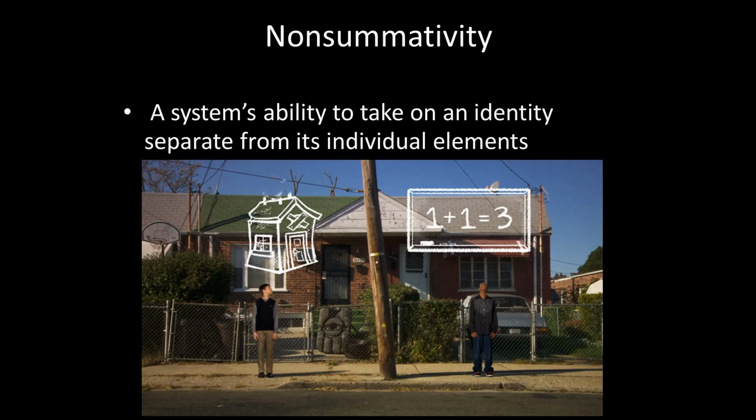Non-summativity. Non-summativity is that when we think about a system, that system has the ability to take on an identity separate from its individual elements. Most simply put, when we think about groups as systems, they're not the sum of their parts. Groups often achieve a kind of assembly effect, or what we call a positive synergistic effect, in which the output tends to be superior to the averaging of the outputs of individual members. So the idea here is that when you bring individuals together, they're able to accomplish more than they would by themselves.